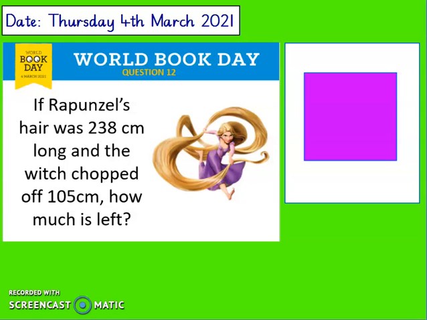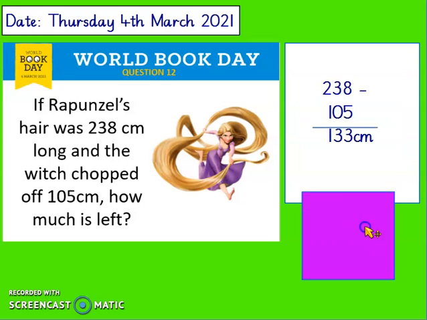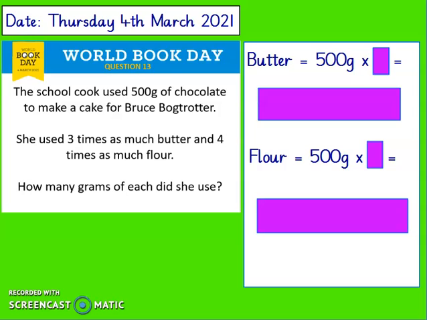If Rapunzel's hair was 238 centimetres long and the witch chopped off 105, how much is left? Try and visualise it in your head. What's happening? Are we adding? Are we taking away? Pause the video and then unpause for the answer. That's right, Year 6. It's a takeaway. And the answer is 133 centimetres.